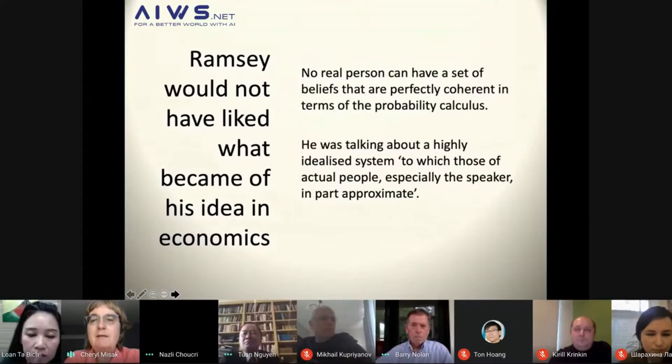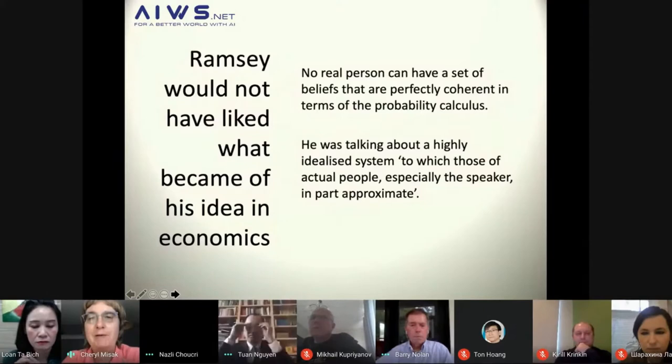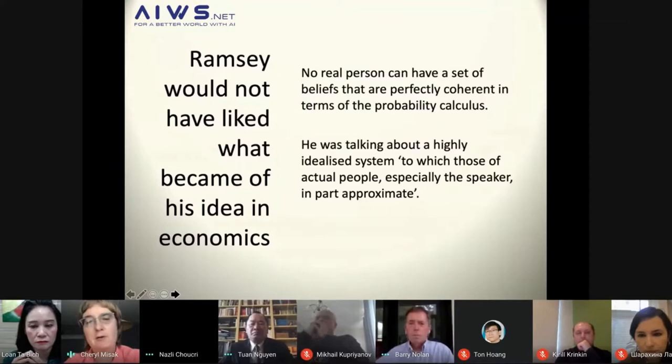He said that he was talking about, in this proof that all partial beliefs can be measured and rationality is consistent in terms of the probability calculus, a highly idealized system to which those of actual people, especially the speaker, especially me, Frank Ramsey, myself, only in part approximate. So a theory of rationality that has rationality being formal or consistent with the probability calculus is too idealized. Ramsey called these highly idealized theories fairy tales, and he wanted something more realistic, more a human logic rather than a formal logic.